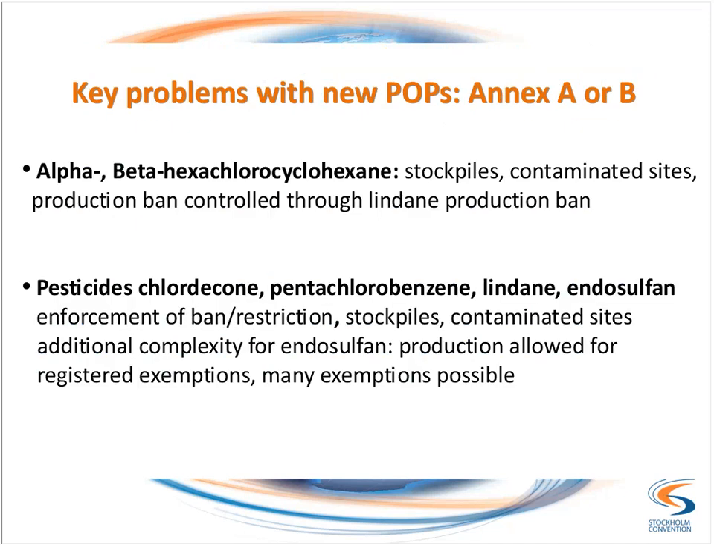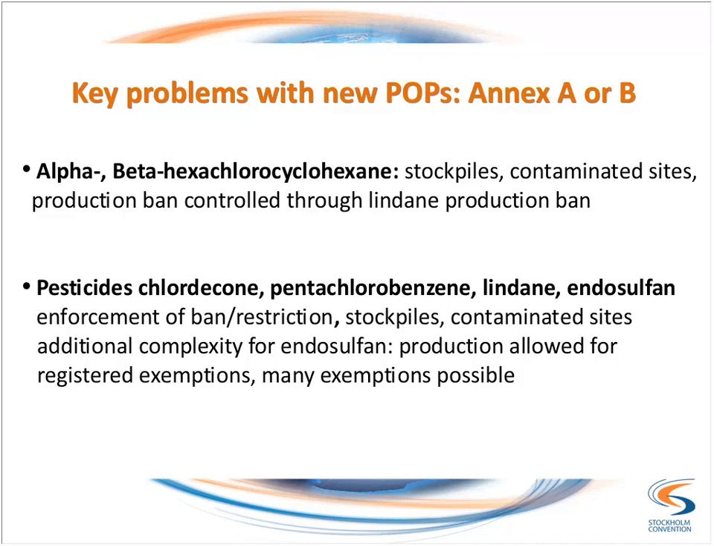So to see how the issue of priorities can be done in the process, first you need to understand what your key problems are. Here in this slide and the next one, it's only going to address in very general terms potential problems that can be identified regarding the different chemicals listed in Annex A or B.